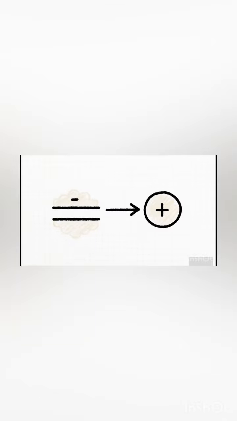The core idea: a double bond is packed with electrons. It's electron-rich. That makes it a nucleophile. And it's naturally drawn to anything that's electron-poor, an electrophile. This fundamental attraction, this pull, is what drives countless reactions.